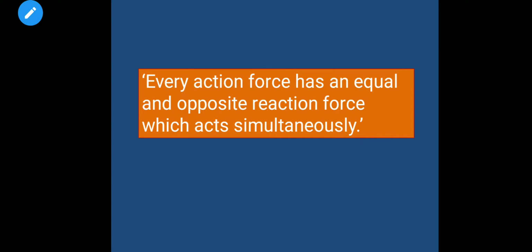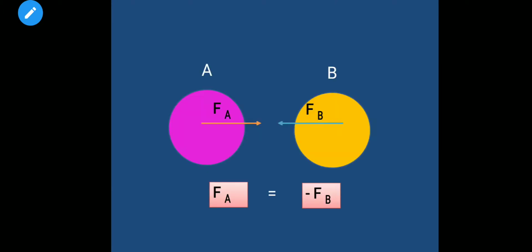To understand this clearly, let's consider two objects A and B. If object A is applying force Fa on object B, then in this condition, object B will also apply the same amount of force Fb on object A in the opposite direction.